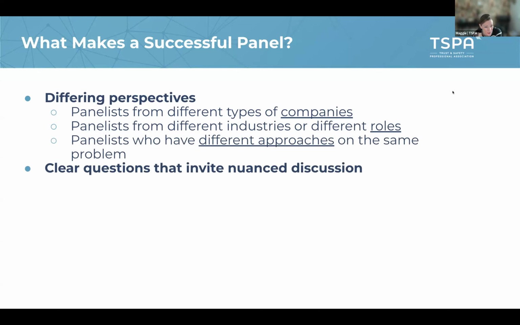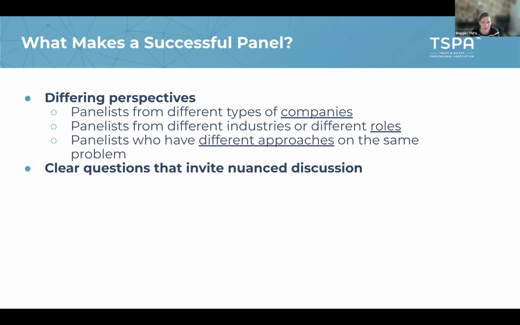Differing perspectives is a big one. It's just not that compelling, and probably everybody's been to a panel like this, to go to a panel where everyone is agreeing and everyone has pretty much the same take on a conversation. People really want to hear differing perspectives. That doesn't always mean disagreement. It can mean they work in different types of roles or at different companies. But it can also mean that they disagree, of course, respectfully. But I think differing perspectives is a big one.